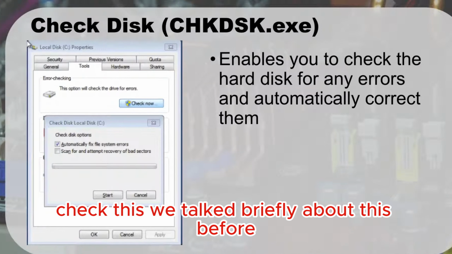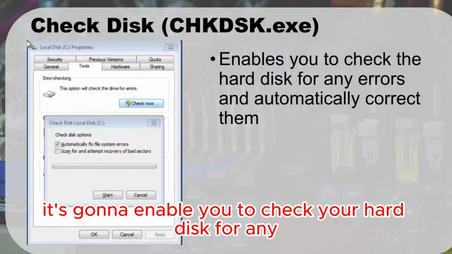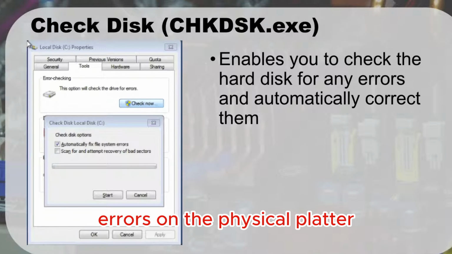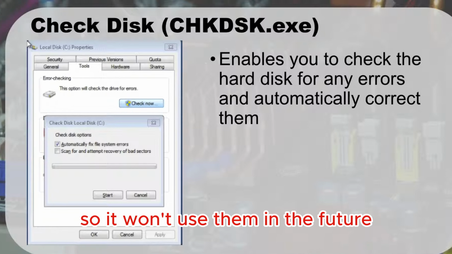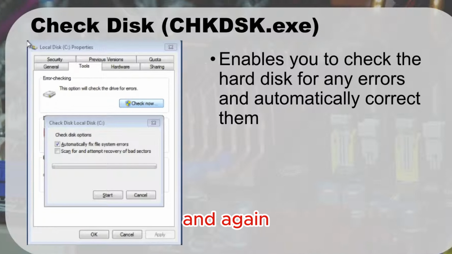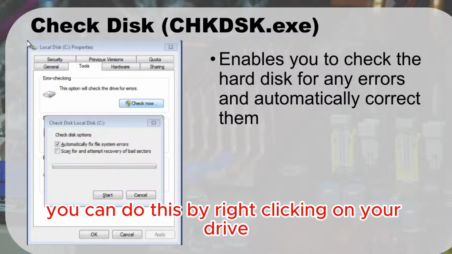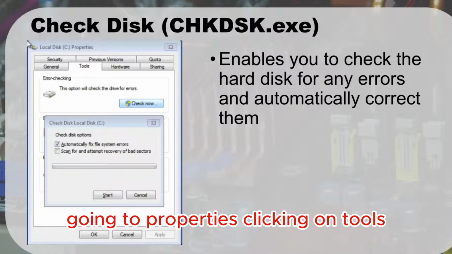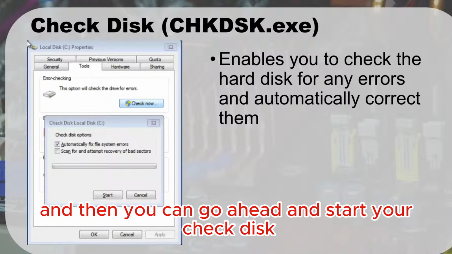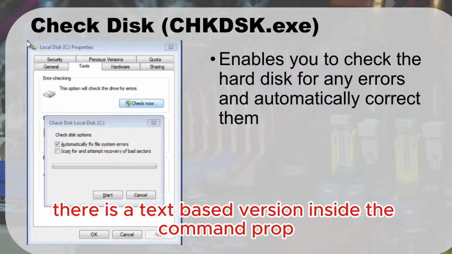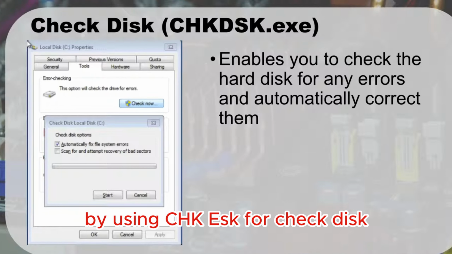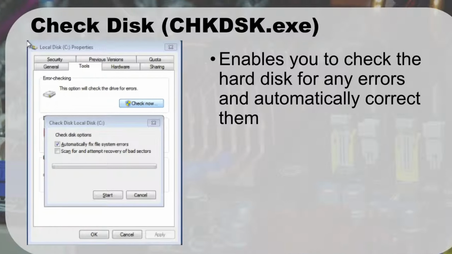Check disk. We talked briefly about this before, but it's going to enable you to check your hard disk for any errors on the physical platter and automatically correct them and mark those sectors as bad so it won't use them in the future. And again, you can do this by right-clicking on your drive, going to Properties, clicking on Tools, and then you can go ahead and start your check disk by doing the error checking at the top. Or there's a text-based version inside the command prompt by using chkdsk for check disk.